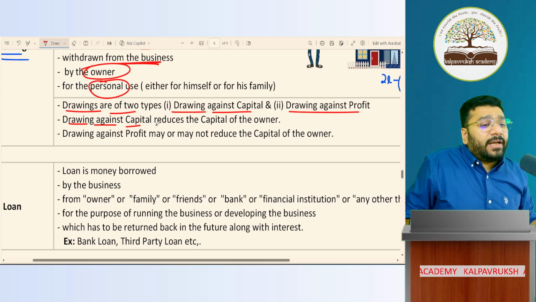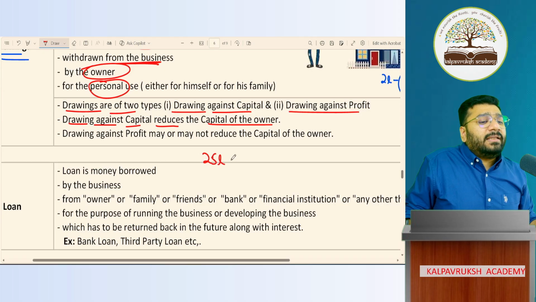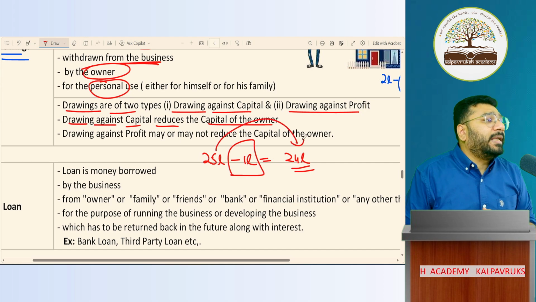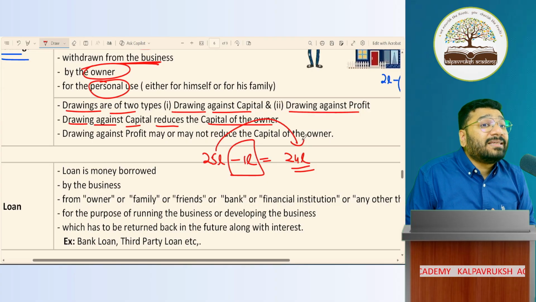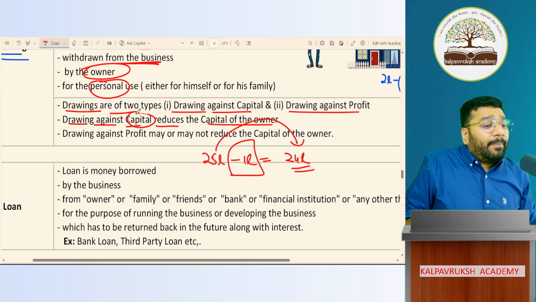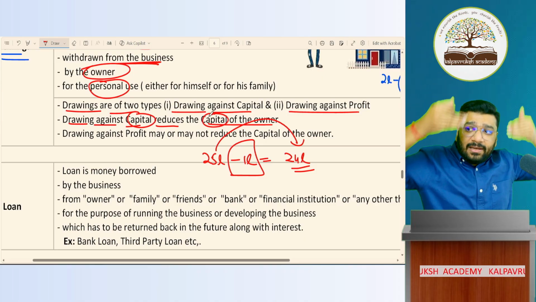Drawings against capital reduces the capital of the owner. Yes or no? My capital is 25 lakh. In that, 1 lakh capital withdrawn means how much is the balance capital? 24 lakh. So upon drawing the money, my capital has reduced. Yes or no? Okay. So whenever we do drawings against capital, confirm capital will reduce.